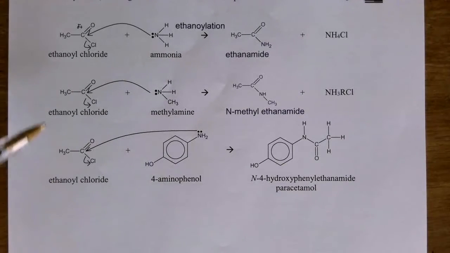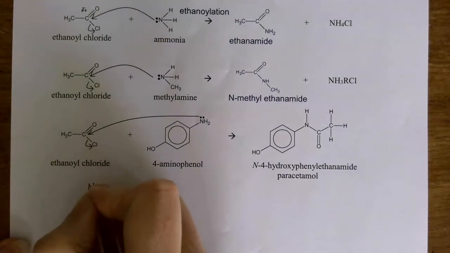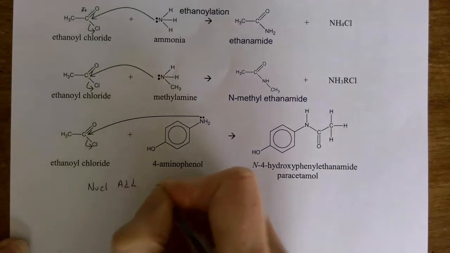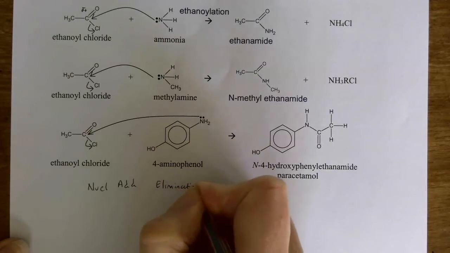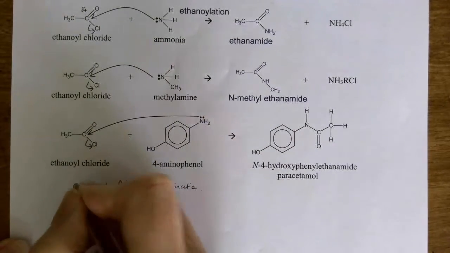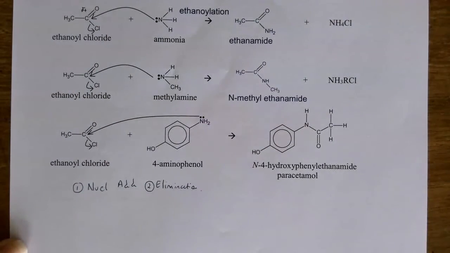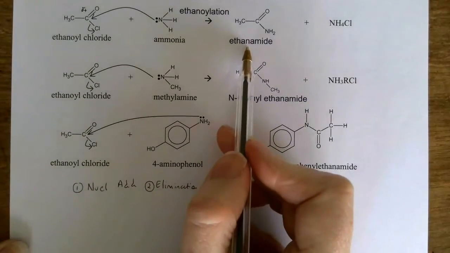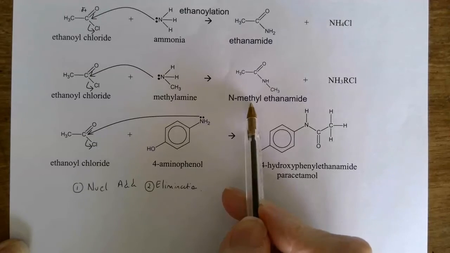Okay, so there we have our 3 reactions, and they're an example of what we call a nucleophilic addition followed by elimination reaction. So it's in 2 steps. So the first step would be nucleophilic addition, and the second step is an elimination reaction. So here with ammonia we just get the amide. With the amine we get an N-substituted amide.